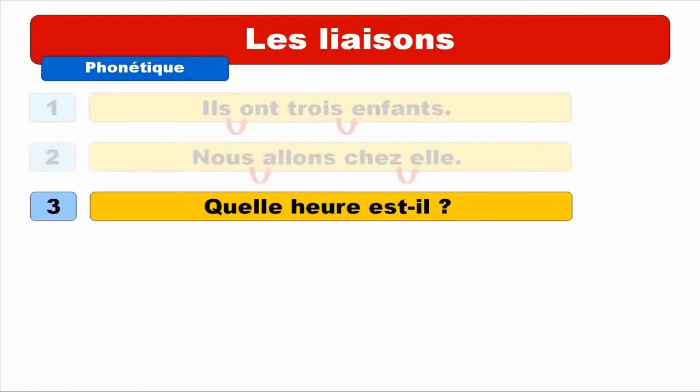Third example. Quelle heure est-il? Okay, and then let's see how it goes with the liaison. So it's actually quite easy to figure, because you get this trait d'union between est and il. So we'll have to pronounce est-il. Okay, so the whole sentence sounds like quelle heure est-il?